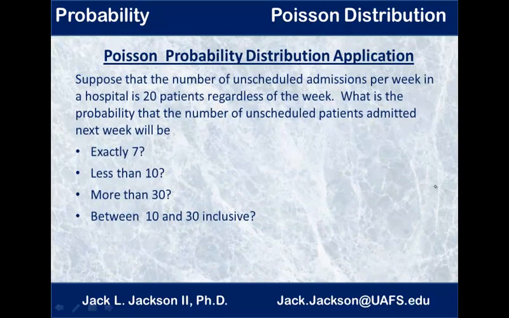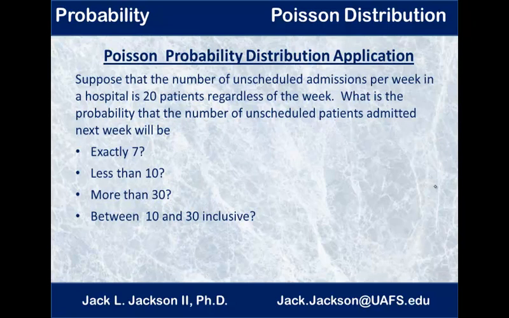Let's look at one of them. Suppose that the number of unscheduled admissions per week in a hospital is 20 patients, regardless of the week. What's the probability that the number of unscheduled patients admitted next week will be exactly 7, less than 10, more than 30, or between 20 and 30 inclusive? So we've got 4 different questions there about this situation.